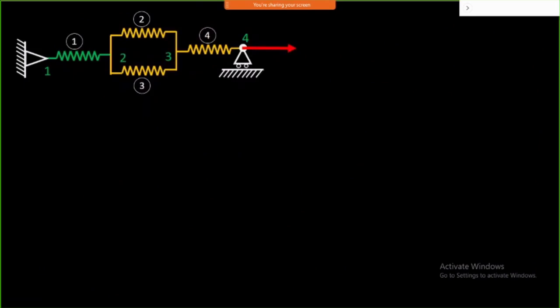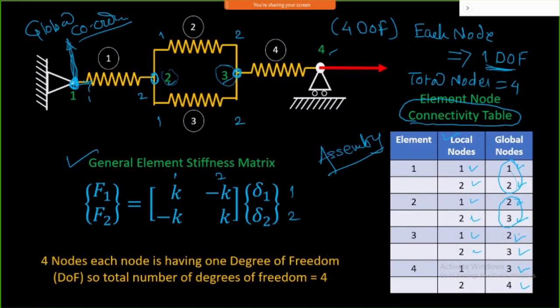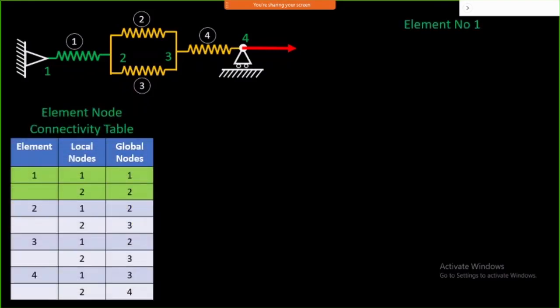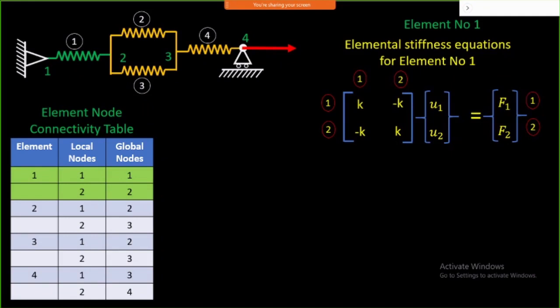We'll now take the first element and see how it is to be set into this. When we look at this as a 4x4 matrix, there will be 4 elements in the displacement vector, 4 elements in the force vector, and a 4x4 stiffness matrix. And we want to locate where element number 1 will sit. So element number 1 is nothing but a connectivity between nodes 1 and 2, and we can have the stiffness equation.